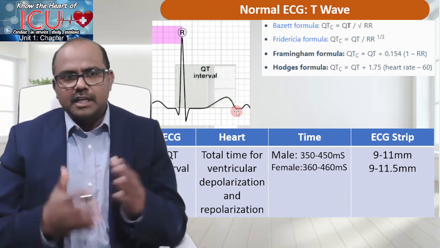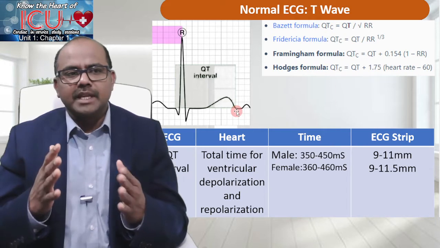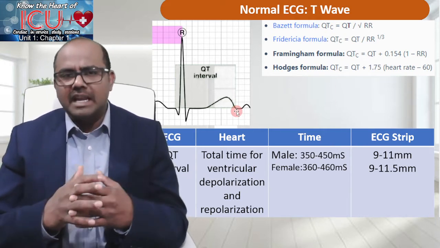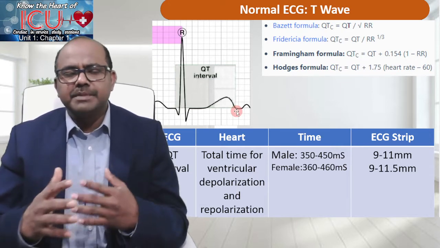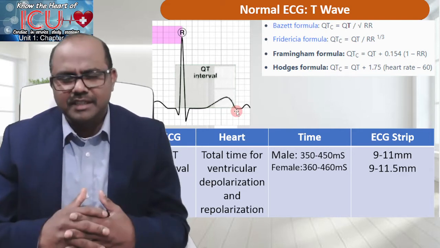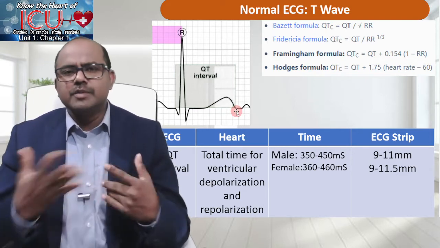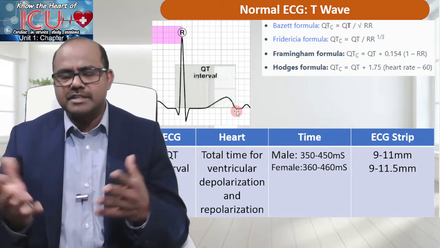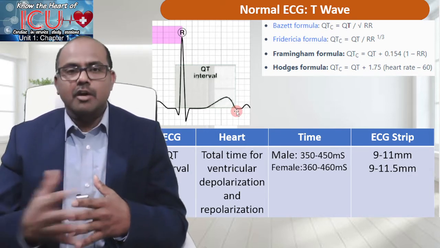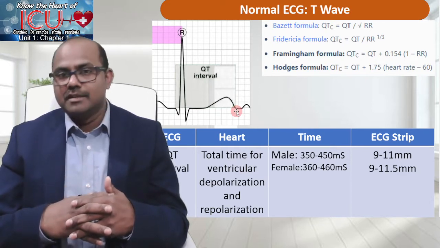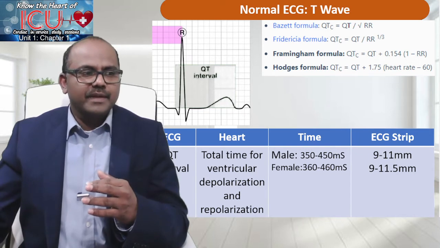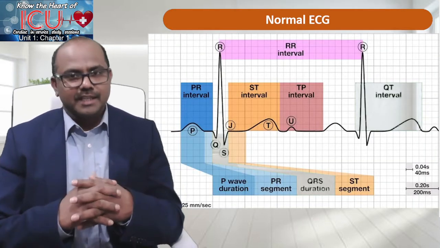For males, the corrected QT should be somewhere between 350 to 450 milliseconds or 9 to 11 mm, and in females it should be somewhere between 360 to 460 milliseconds or 9 to 11.5 mm. The QTc is calculated by the machine, so you can see the QTc straight away, and if the QTc is prolonged, you have to watch all the drugs you're giving. Okay, so these are the major intervals, waves, and all on the normal ECG.